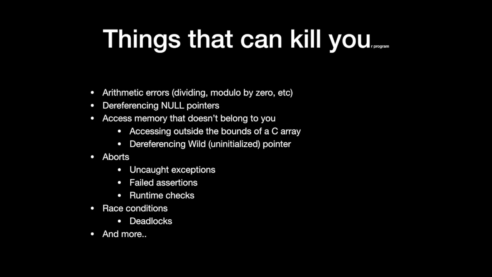Accessing memory that doesn't belong to you, and there are many ways to do that, but the most common ways are dereferencing a wild pointer or accessing outside of the bounds of a C array, which is basically the equivalent of accessing memory that doesn't belong to you, because C arrays are nothing more than blocks of memory. Runtime aborts, which are things like uncaught exceptions in C++, failed assertions, runtime checks that might be built into C++ classes that check for you to do things that you shouldn't, and so forth.